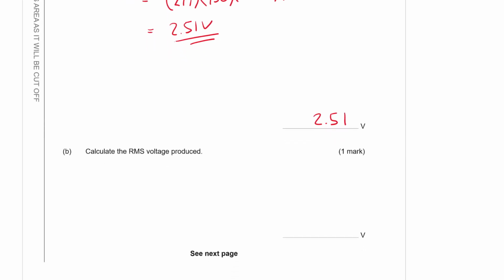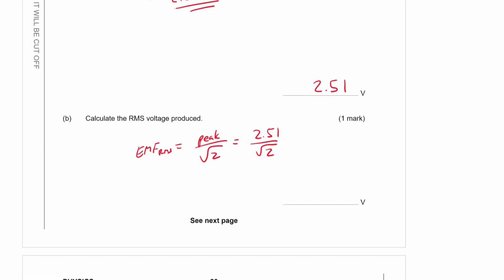And the next question is calculate the RMS of the voltage produced. Again, it's a pretty easy mark, so the RMS EMF is going to be equal to the peak over root 2, so it's going to be 2.51 over root 2, and what you'll end up with is 1.78 volts.